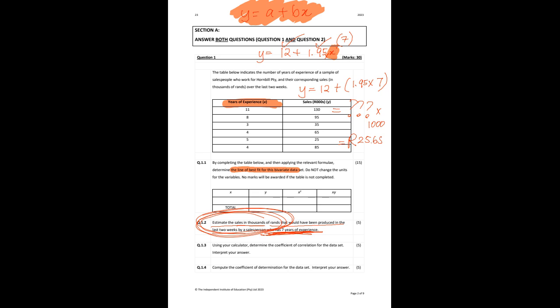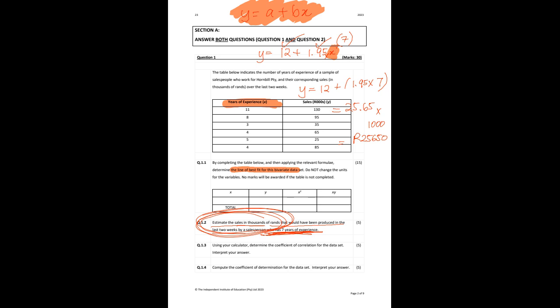This answer here, actually, let me just write that there. Let me remove the question mark. Okay, so this would have been 25.65, but they asked you to indicate your answer as a thousands of rand figure. So you'll multiply it by 1,000 and your answer would be 25,650. And that would be your final answer. Okay, so that is question 1.2.